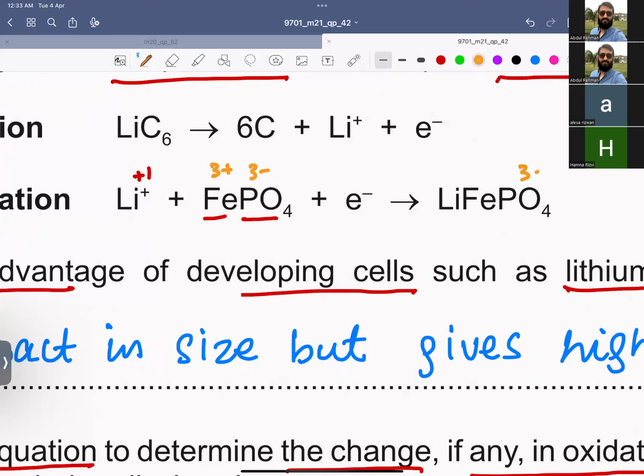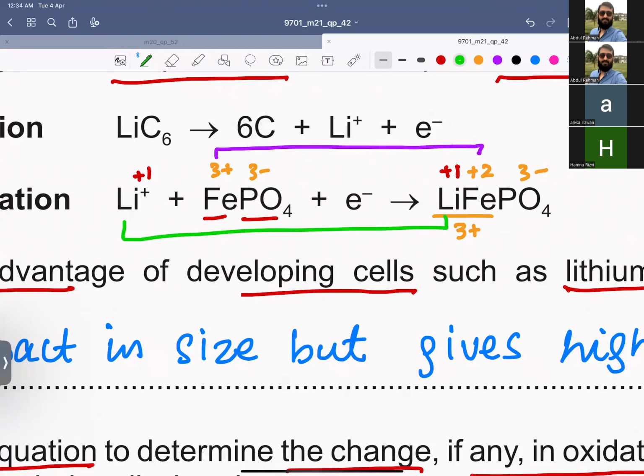So here phosphate is again 3 minus, which means this whole thing has a 3 positive charge. And when we talk about lithium, as it's in group 1, it may have a +1 charge, but iron now has a +2 charge. So the change in iron is from 3 positive to +2, and the change in lithium is from +1 to +1, so it stays the same.